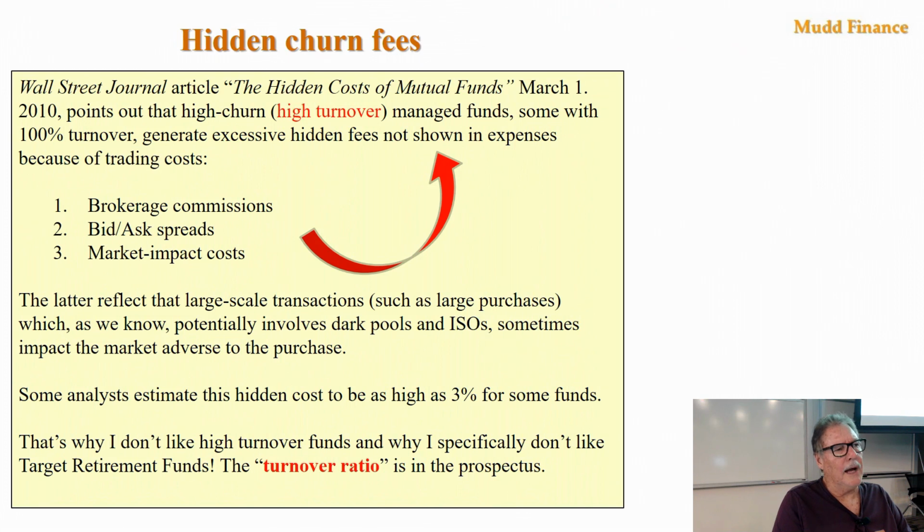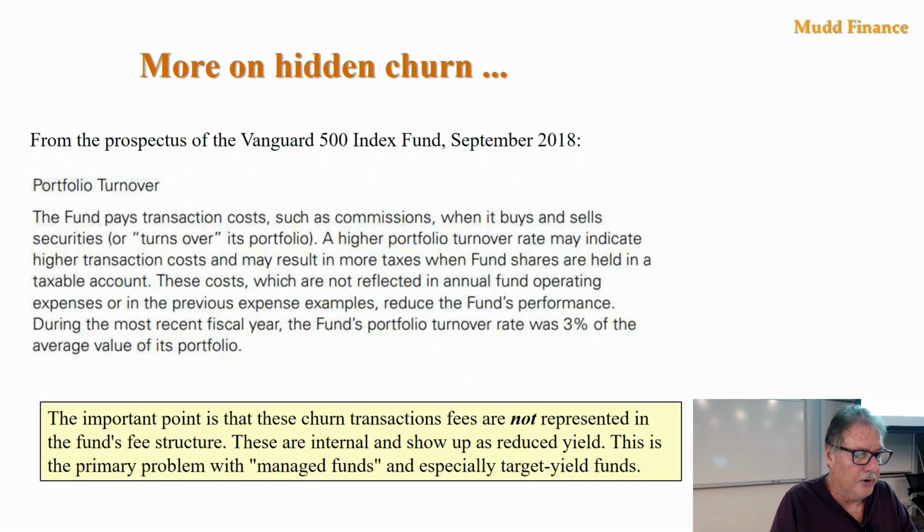Now, that's why I don't like high turnover funds in general, and why specifically I don't like target retirement funds, because they have high turnovers. The turnover ratio for them is in the prospectus, and when you read it, you'll see that they have really high turnover. More on the churn issue.